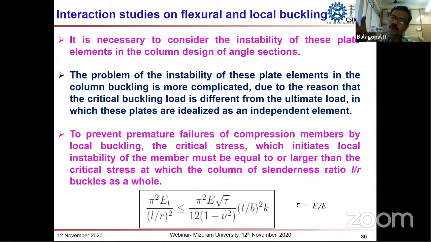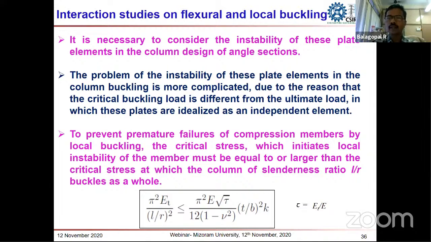Then we land in a particular term called the B/T ratio. That B/T ratio is the limiting ratio for the angle sections. The code has recommended that when we are designing an angle section, it should be within this B/T limit, so that plate buckling will not happen. Once we cross that B/T limit, the plate buckling may happen before the angle section starts to buckle as a whole. That criterion has to be taken.